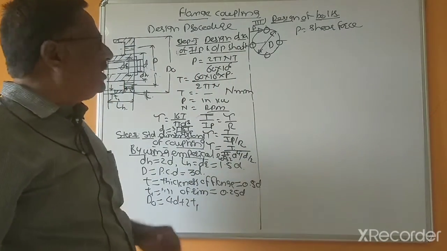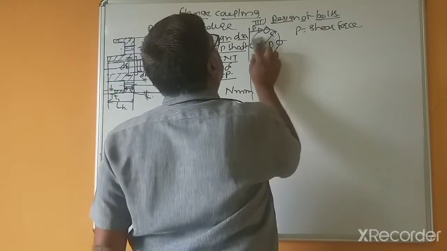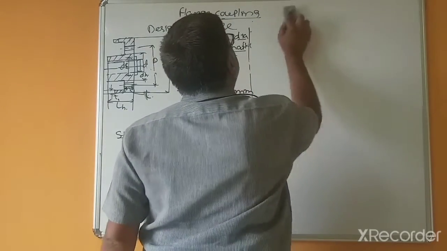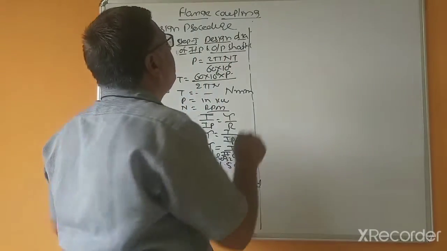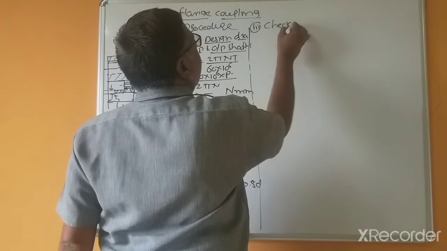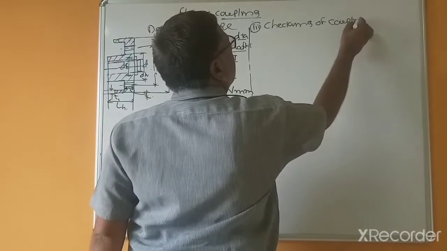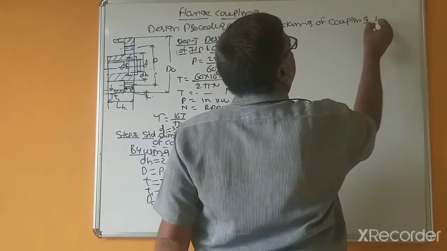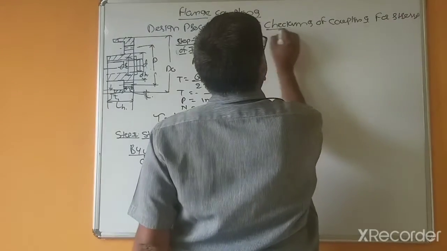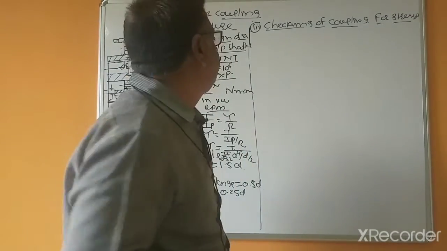Before that, another important step is required, that is checking purpose. So this is the fourth step, checking of coupling for stresses. This is important because of the chances of failure of the coupling, that is, in the hub.